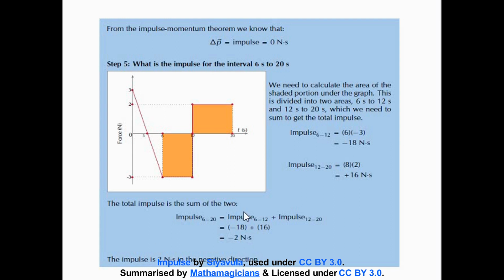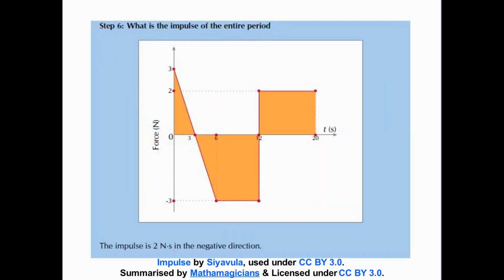So if we had to quote the impulse for the entire period, we know that the first 2 periods, over here, were in fact 0. The impulse was 0 for the first 2 periods. And for the next 2, it was 2 newtons per second in the negative direction. Hence, the impulse for the entire period is 2 newtons per second in the negative direction.